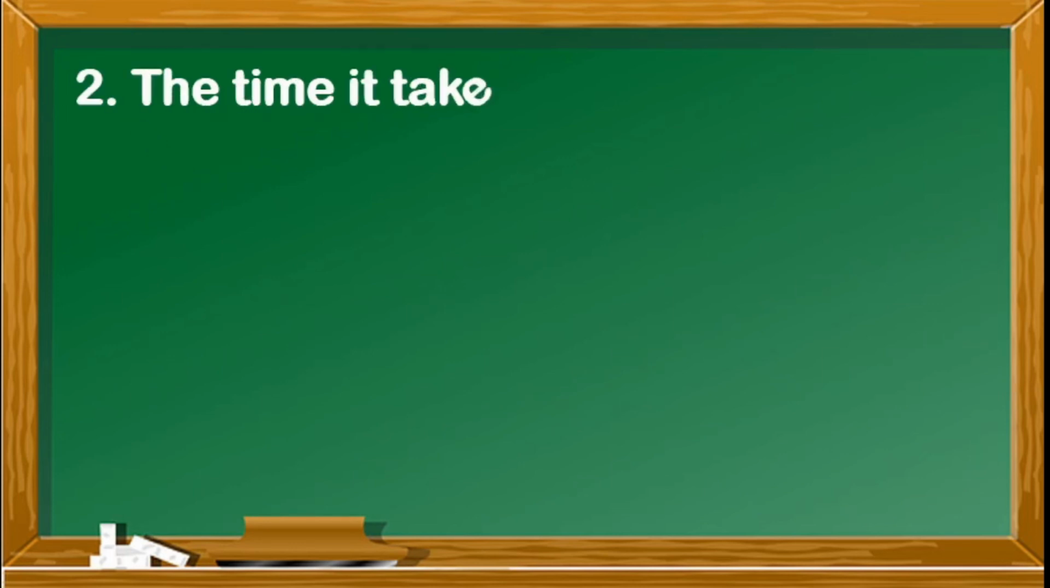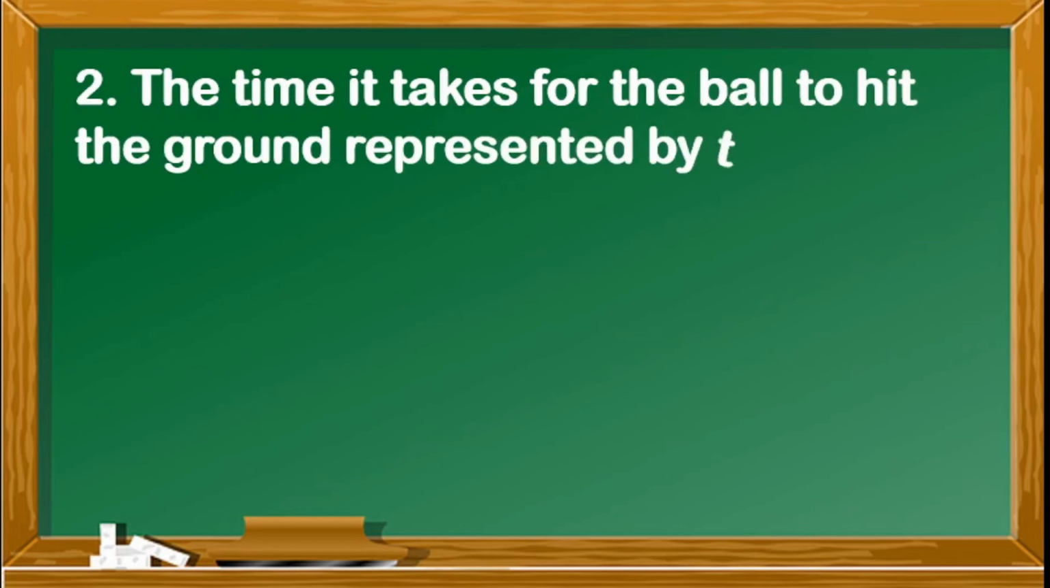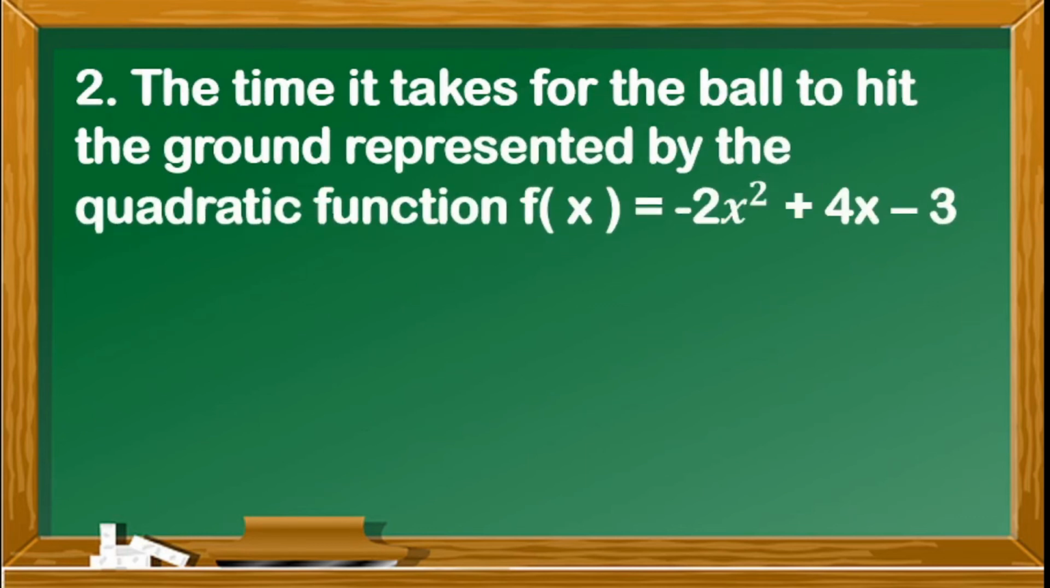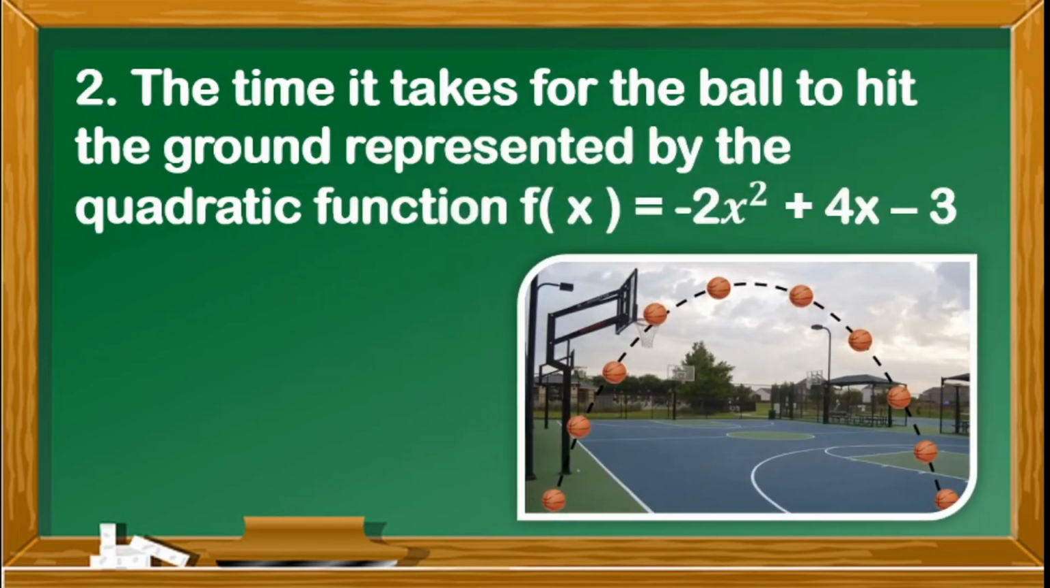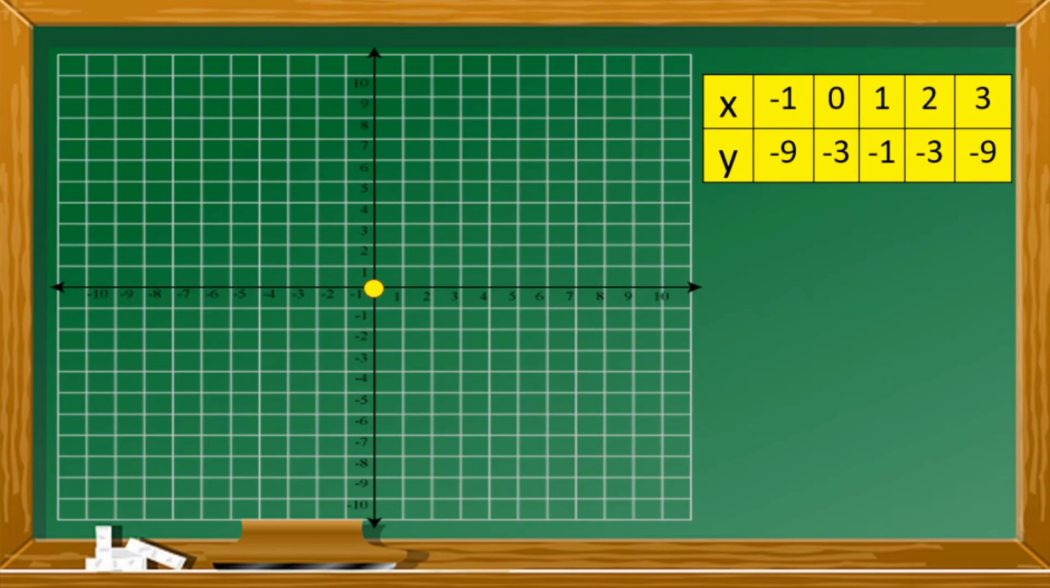Let's have the second example. The time it takes for the ball to hit the ground represented by the quadratic function f of x is equal to -2x squared plus 4x minus 3. We will again use the table of values we had already. Step 2. Plot the points on the Cartesian plane. Let's start with the first coordinates. -1, -9, 0, -3, 1, -1, 2, -3, and the last coordinates 3, -9.